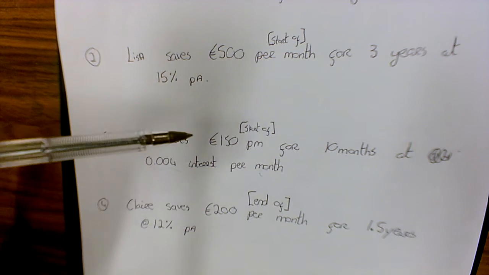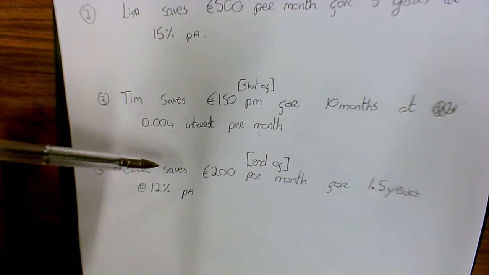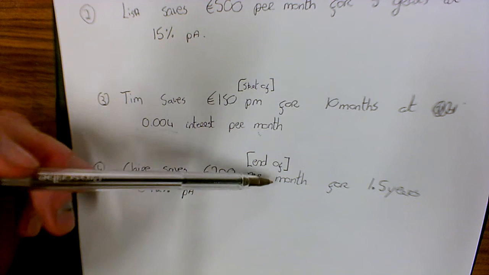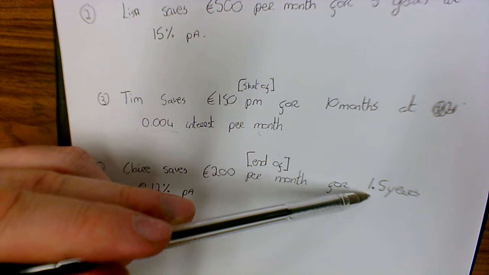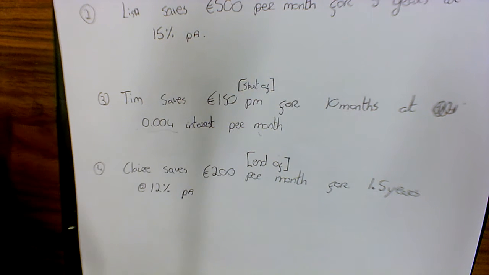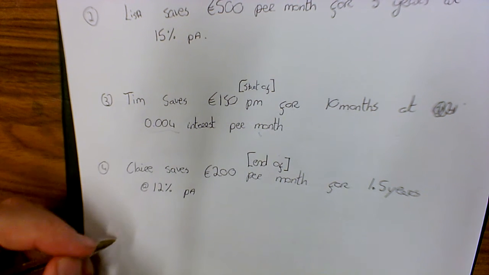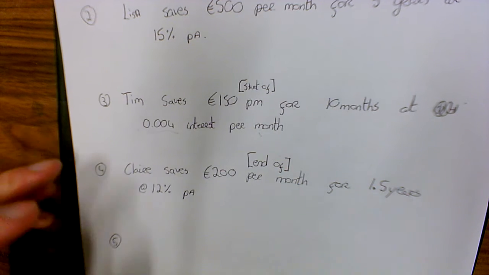Okay, so that will save you a bit of work. And Claire saves 200 euros per month, but it's at the end of the month for 1.5 years at 12% per annum. The last one I want you to think about.